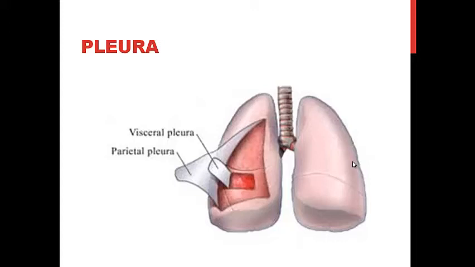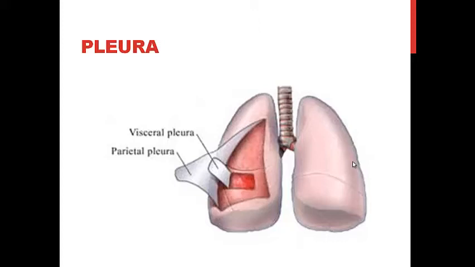So if you guys remember with the pericardium, we had the fibrous pericardium on the outside, and then we had the parietal pericardium and the visceral pericardium. So with the lungs, because we have the thoracic cage, that substitutes the fibrous pericardium. So we don't need a third layer surrounding the lungs. The thoracic cage is the equivalent of the fibrous pericardium.